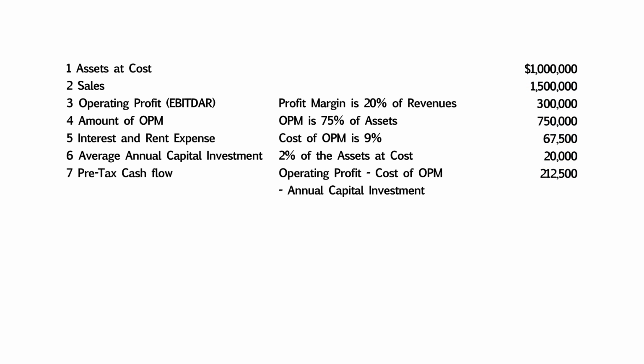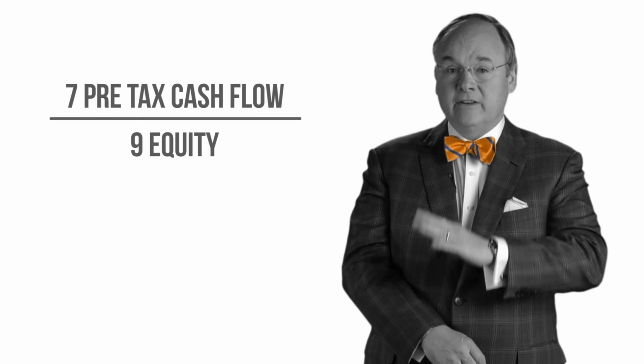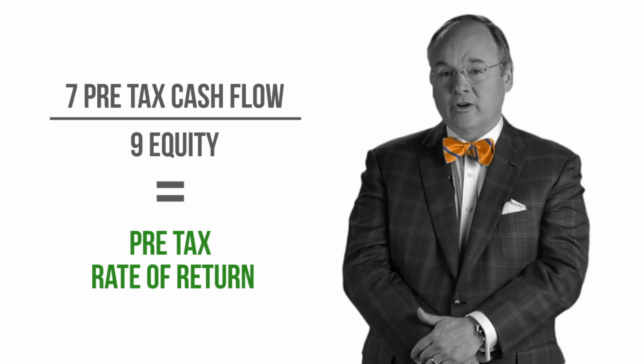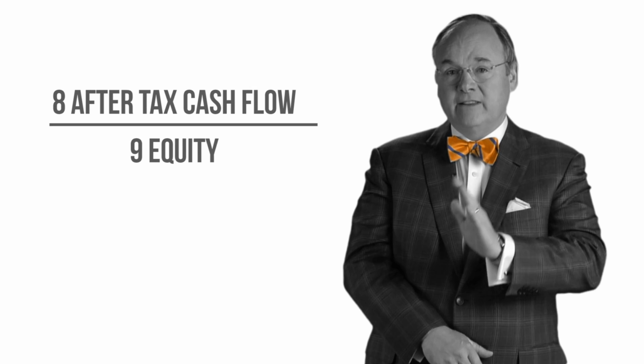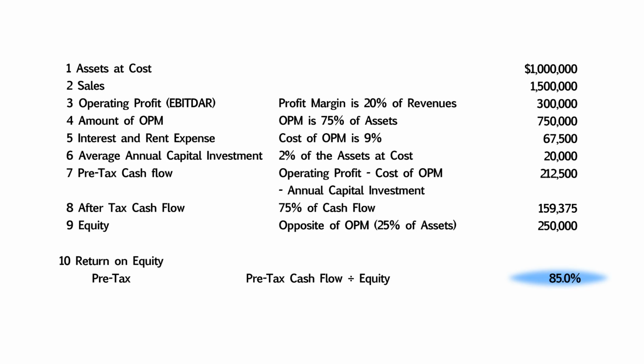And if your corporate tax rate is 25%, then after-tax cash flow would be 75% of line 7. Now, if the amount of OPM is 75% and the cost of the assets on line 1 is $1 million, then the proportion of equity must be 25%, and the amount of that equity is $250,000. That makes computing the return on equity simple. Just divide line 7 into line 9, you get the pre-tax rate of return, or you divide line 8 into line 9 to get the after-tax rate of return. The returns here look great at 85% and 63.8% respectively.